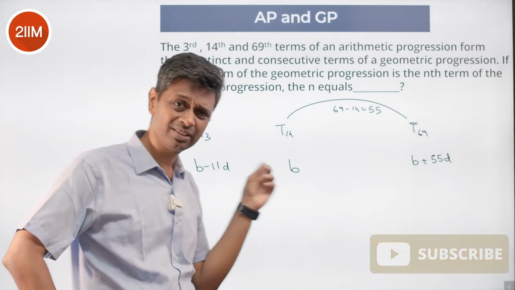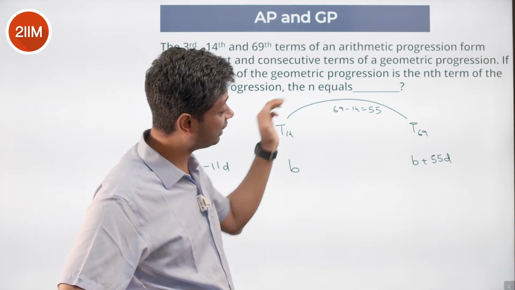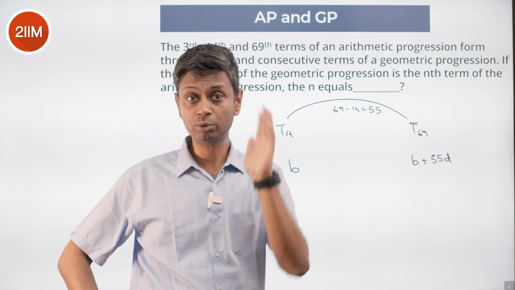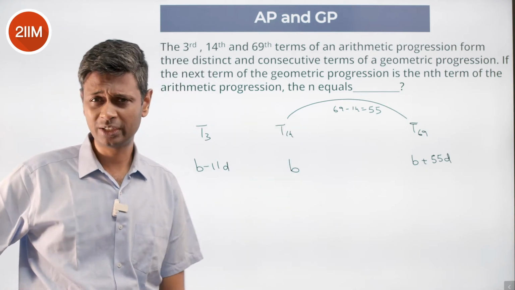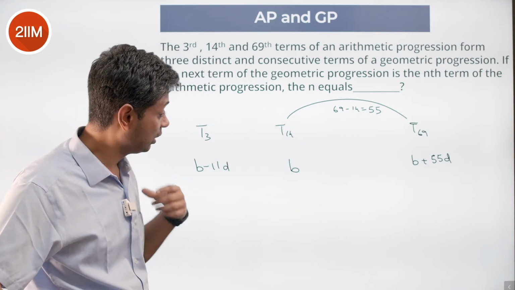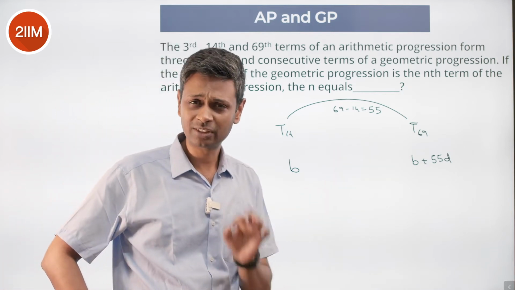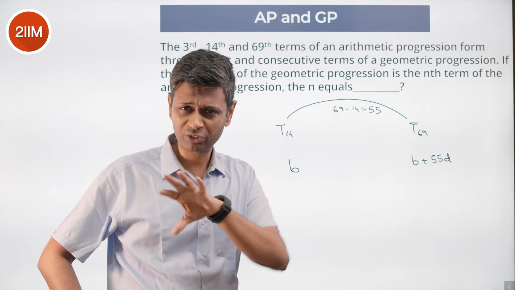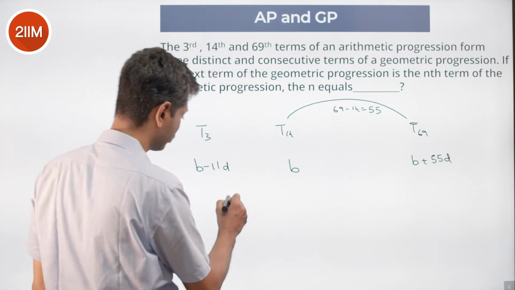So I'm going to anchor around this term as a middle term. From here, I have to add common difference 55 times to go here, the 69th term. Backwards, I have to subtract common difference 11 times to get here, the 14th term. So b square equals (b minus 11d) into (b plus 55d). That is something to go with, something I can simplify to get some value of d. Let's see if we can get that.